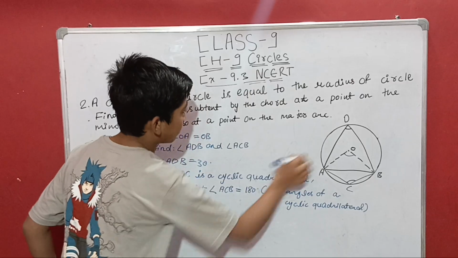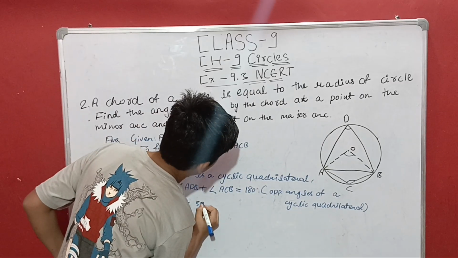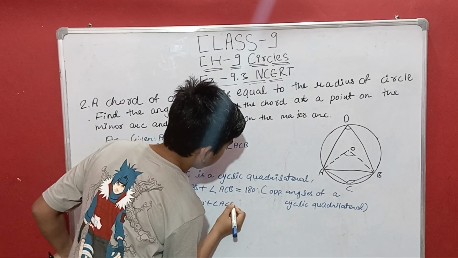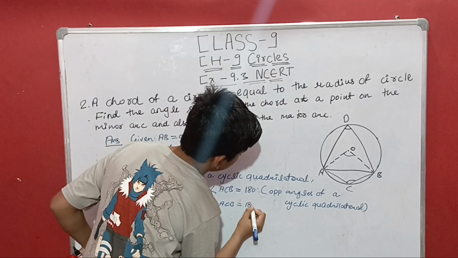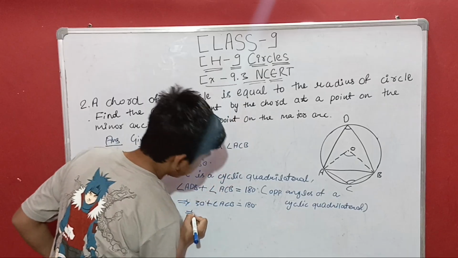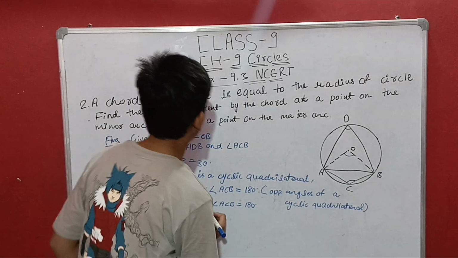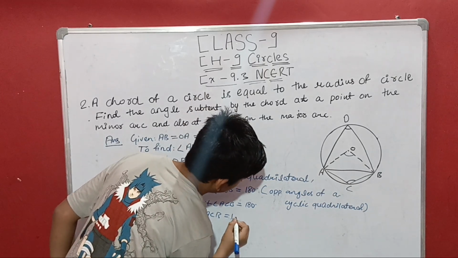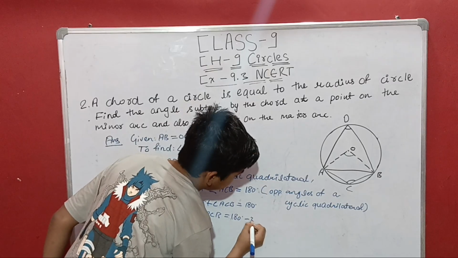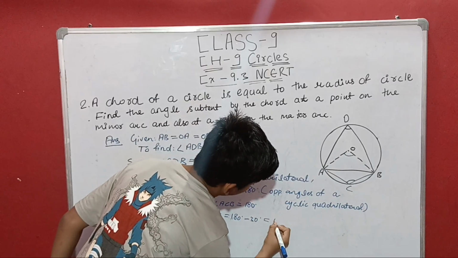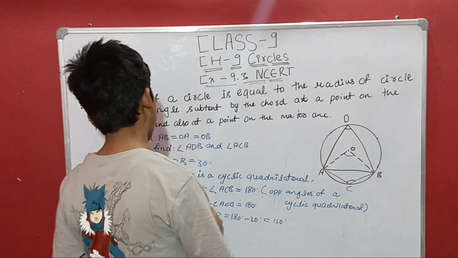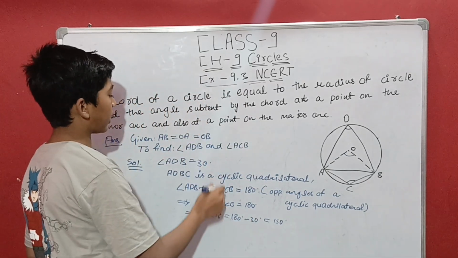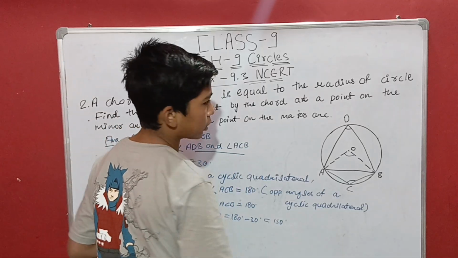So angle ADB, what is angle ADB? 30 degrees. Plus angle ACB, what is angle ACB? We don't know because this is an unknown. We shall transpose this 30 degrees to the RHS to make it minus 30 degrees. So this will become 180 degrees minus 30 degrees, which is equal to 150 degrees. So angle ACB is equal to 150 degrees and angle ADB is equal to 30 degrees. We have found both of these angles.